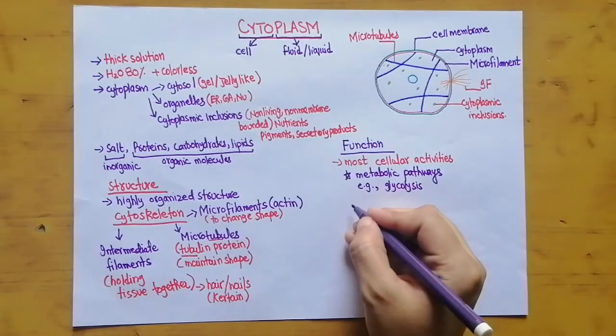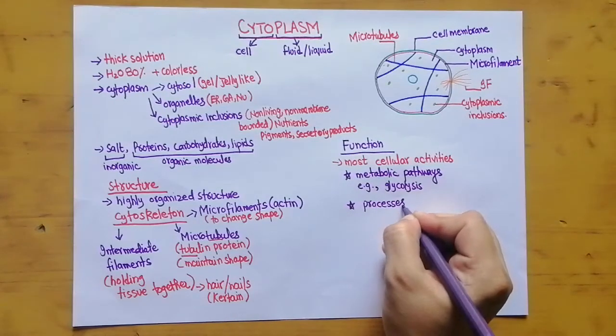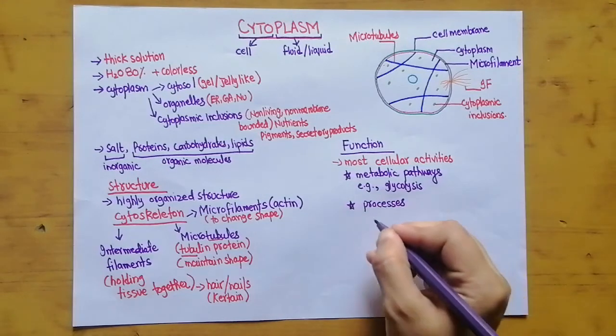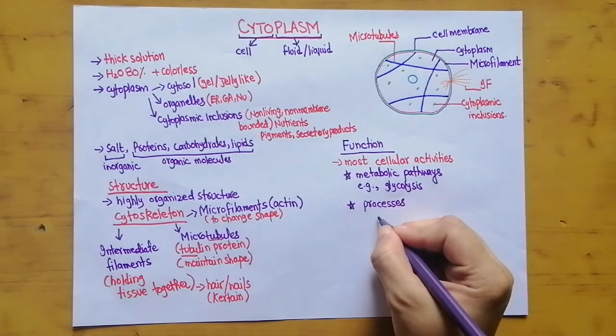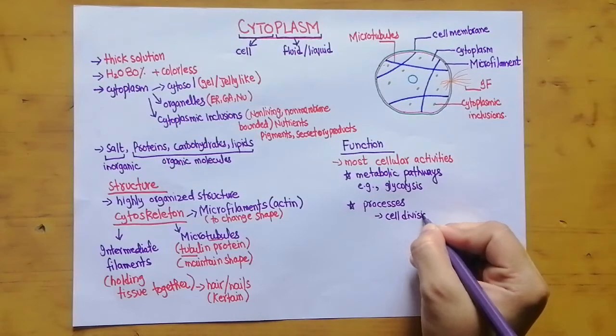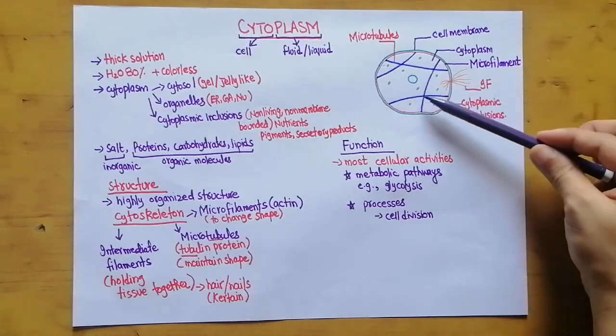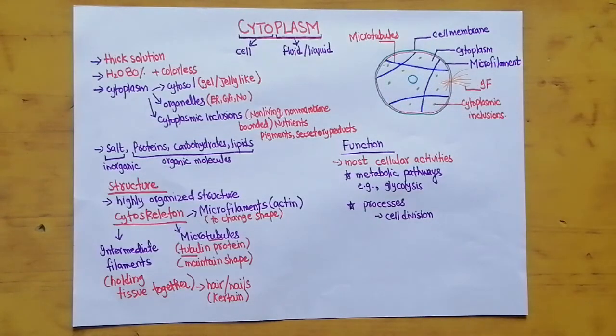Along with this, other processes are also taking place inside the cell, inside the cytoplasm. For example, cell division. In cell division, all the nuclear material will come outside, and then spindle fibers form, and then the cell will be divided into two parts, and all these reactions or processes or activities are going to take place inside the cytoplasm.